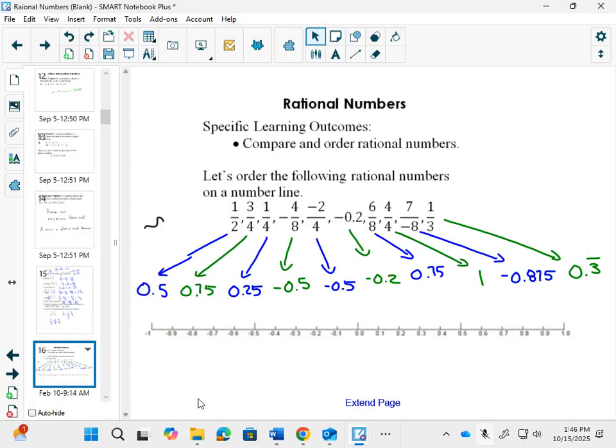So I've done all of these ones already, and I've changed them all to decimals. So I would like you to write them down, what the decimals are for each one of those numbers. And then we have to figure out where these numbers are on the number line.